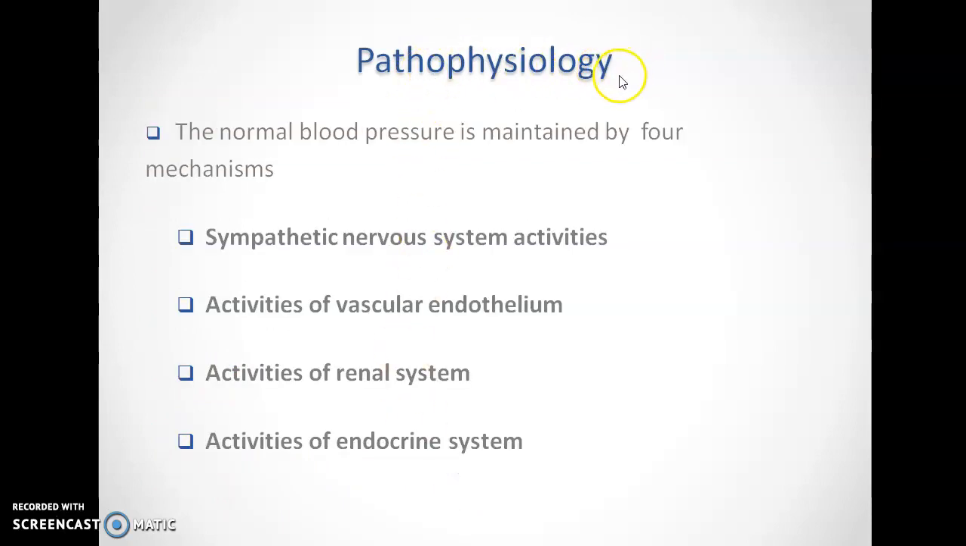Pathophysiology of hypertension. The normal blood pressure is maintained by 4 mechanisms. First is sympathetic nervous system activities. Second is activities of vascular endothelium. Third is activities of renal system. And fourth is activities of endocrine system. Let's see one by one.